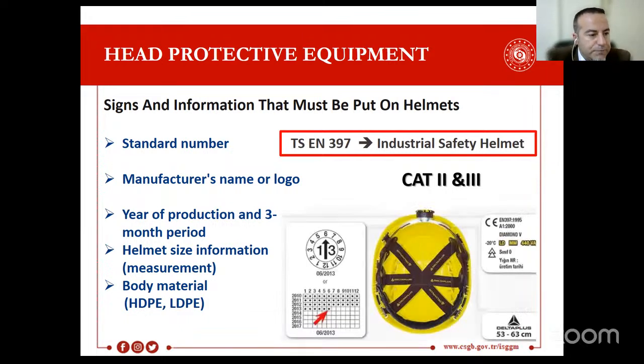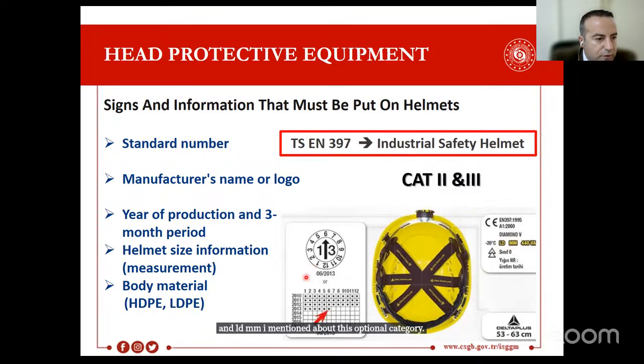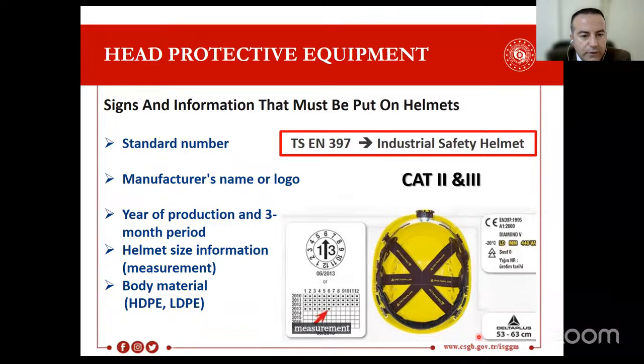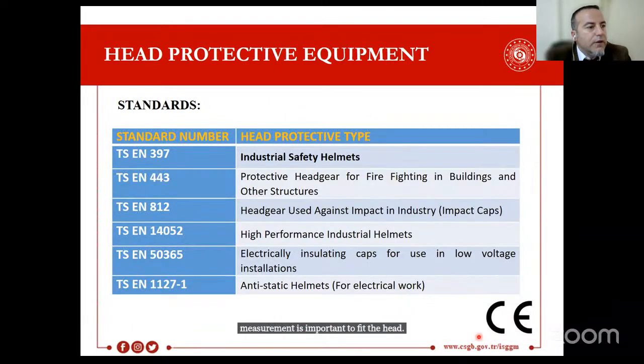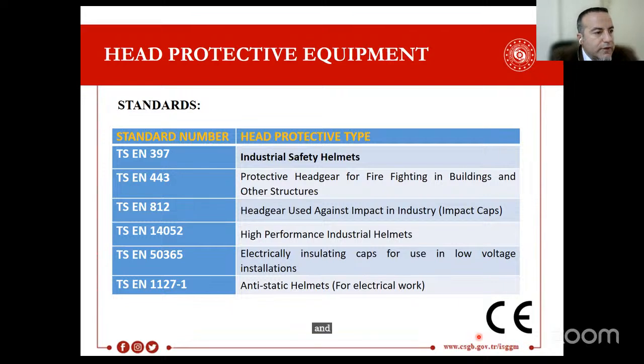Here you see a marking here, CE. Here CE, EN 397 and LD, MM. I will mention about this optional category. And here the production date, for example, and this measurement. Measurement is important for the head, to fit a head. And standards, use the standard numbers.